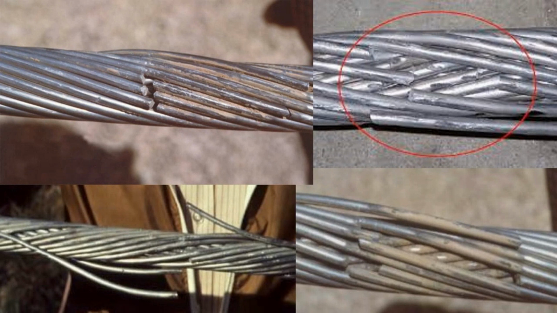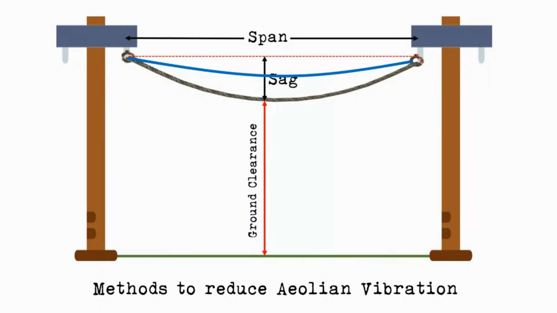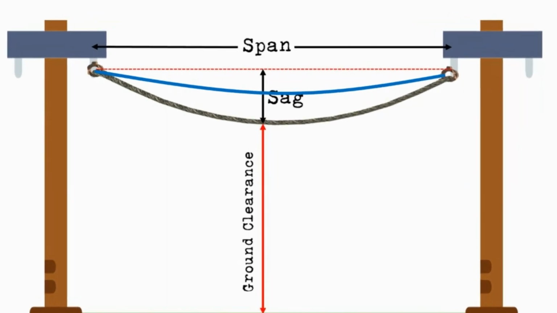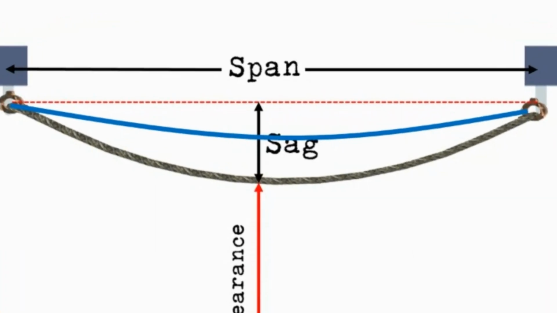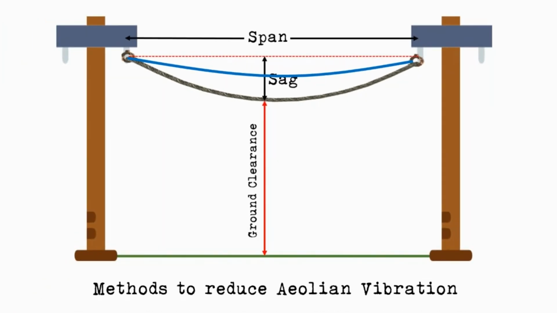One of them is to reduce the tension. When you reduce the tension, the vibration will be less. Imagine that you are holding a rubber between your hands. When you stretch it and hit it, it will vibrate. Make it relaxed, you will reduce the vibration.